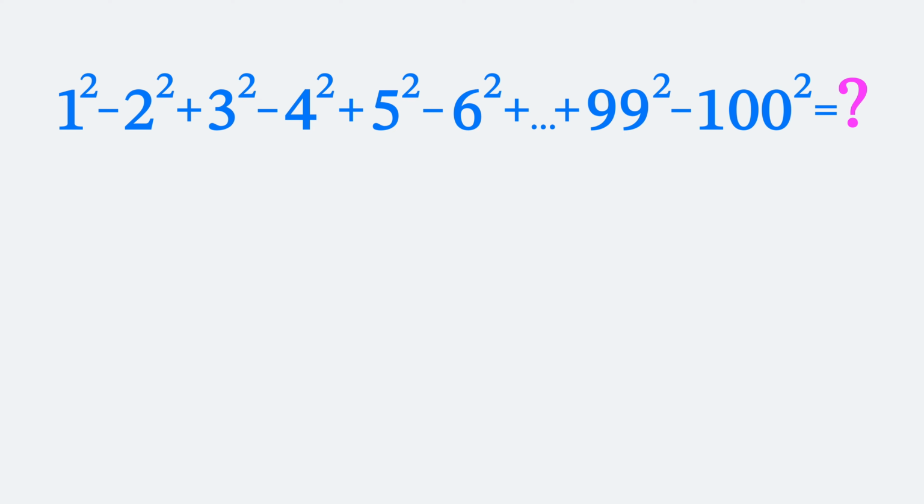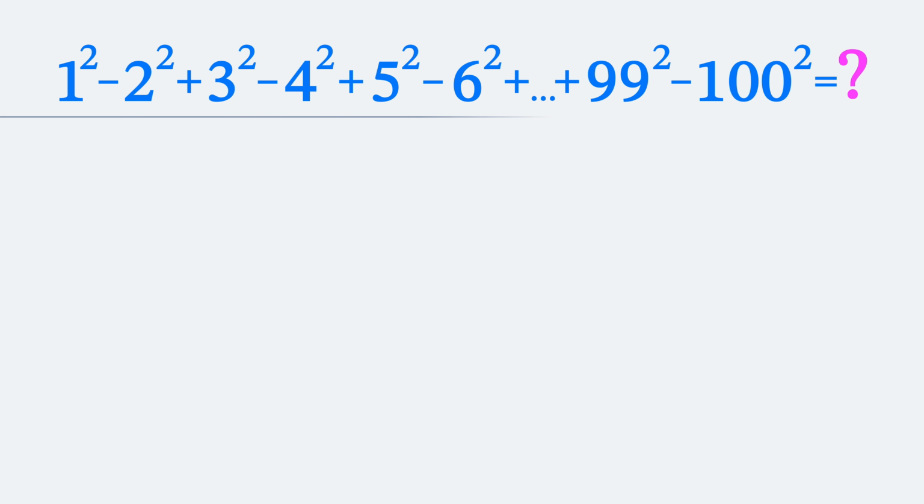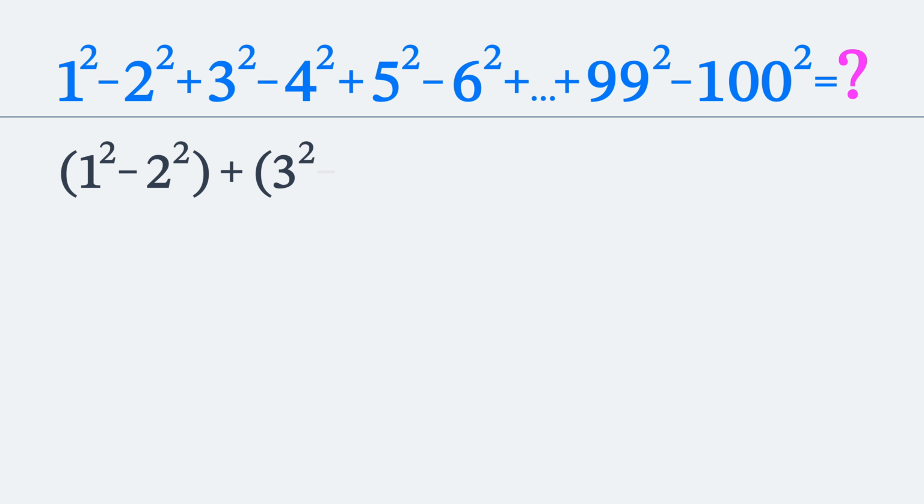We can notice that we have the sum of the differences of the squares of natural numbers from 1 to 100. To make it more noticeable, I'll add brackets. I'm not changing anything, as all the operations are equivalent. But with brackets, the picture becomes clearer.